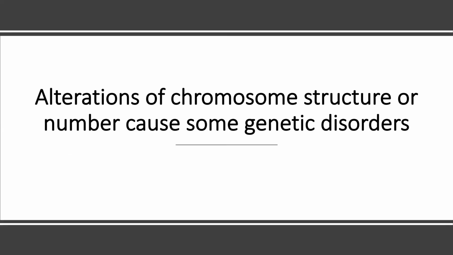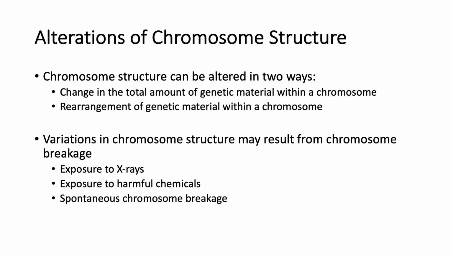Now let us look into the different ways by which chromosomes become altered and how these alterations cause some genetic disorders. The structure of the chromosome may be altered in two primary ways. First is by the change in the total amount of genetic material within a chromosome, and second by the rearrangement of genetic material within a chromosome.